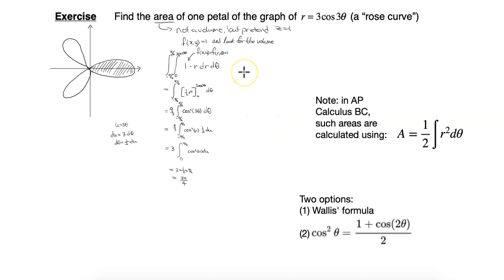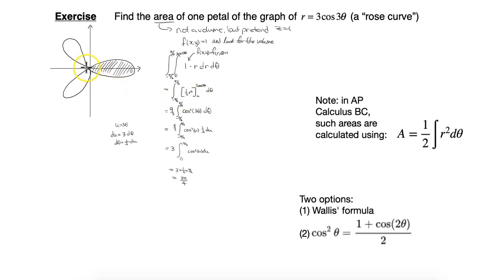So this is not a question about the volume. However, we can use the volume integral if you want, but just pretend that the height is 1. So we have f of x y equals 1, and that brings the calculation of the volume to be the same as the calculation of the area. So what's difficult in this exercise, I think, is to realize what the limits of integration are.